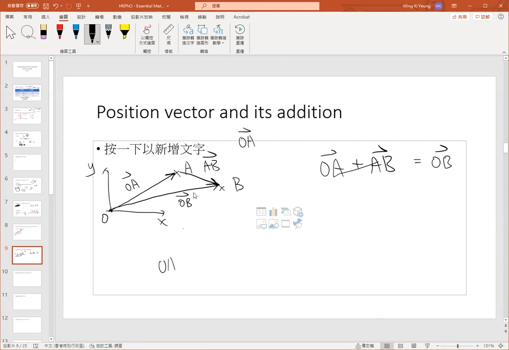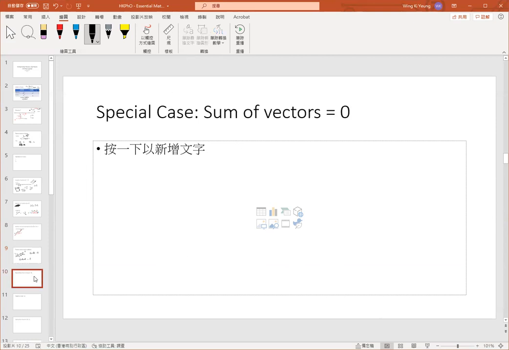Let me give you another example: OA plus AB plus BC. Then the A can be cancelled out, the B can be cancelled out, and the only thing left is OC. This is vector OC. So without drawing a diagram, you still can do the addition of position vectors very easily. Then let's move on.